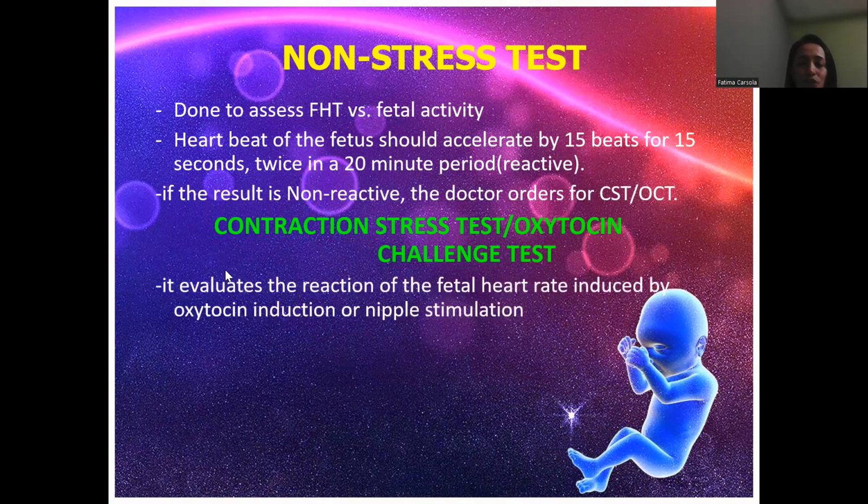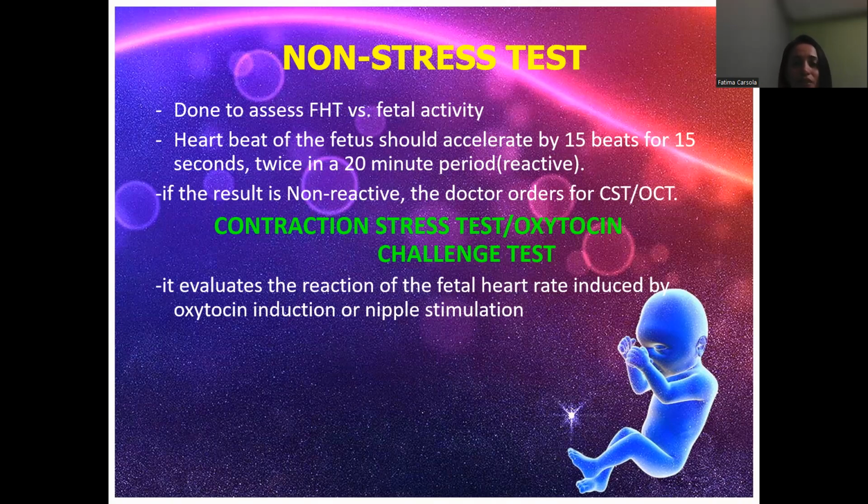Actually, in the contraction stress test and oxytocin challenge test, you are generating contractions so you can test them against the FHT of the baby. Let me reiterate this for the board exam. The contraction stress test is used for mothers who are not yet term, because they will just be stimulating contractions by nipple stimulation.